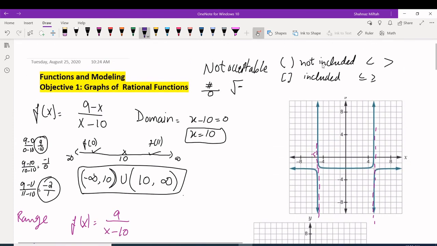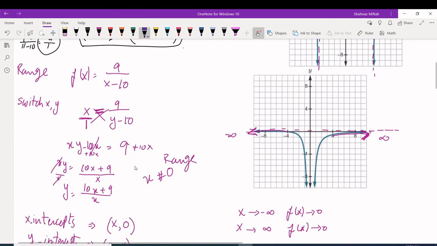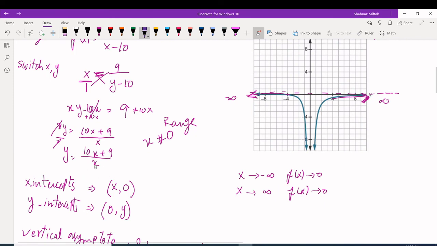The parentheses mean not included, like I don't have these values. These are not real values. 10 is not even working, we're getting undefined. So I'm just going to tell them this is from negative infinity to 10 works, and from 10 to positive infinity works. But if exactly 10 would work, then I will make a bracket there and say, okay, 10 also works. For range, you switch x and y, solve for y, and then make the denominator equal 0.